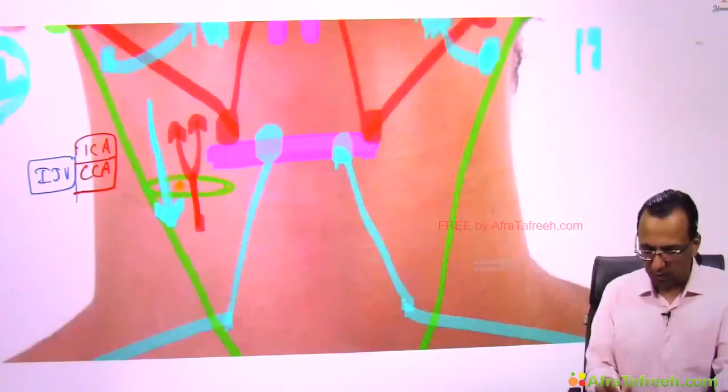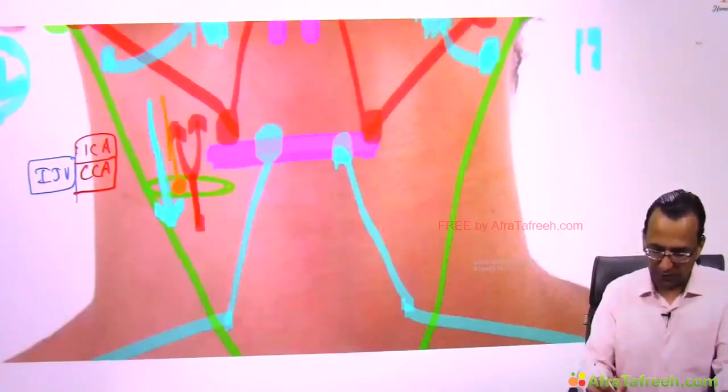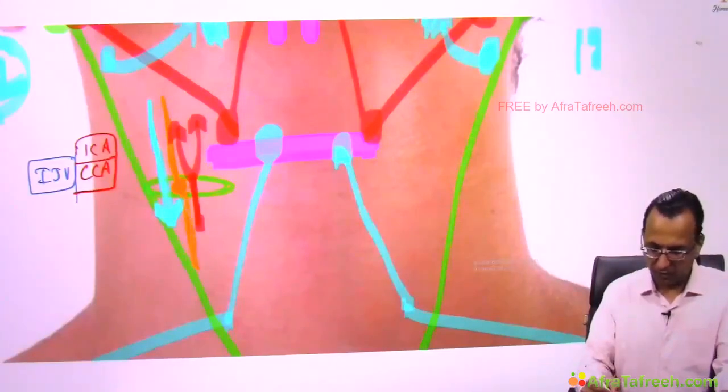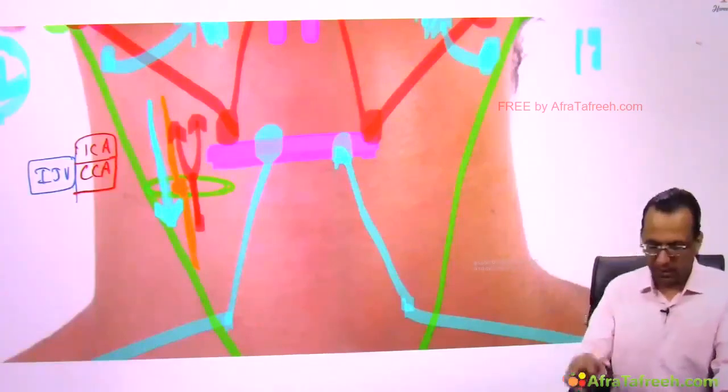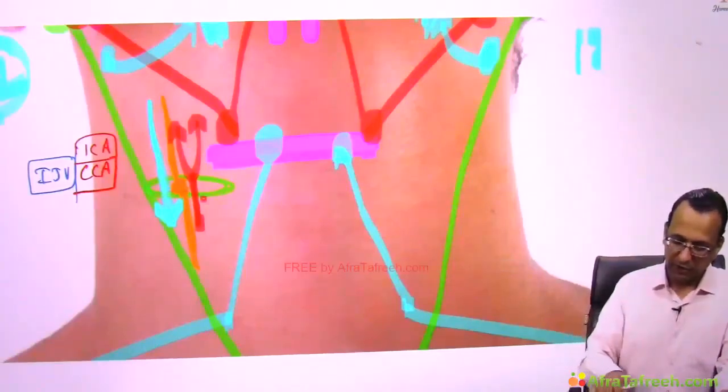Between the two and behind the two, this is the vagus nerve. Yes, that is the vagus nerve, inside the carotid sheath in the carotid triangle.